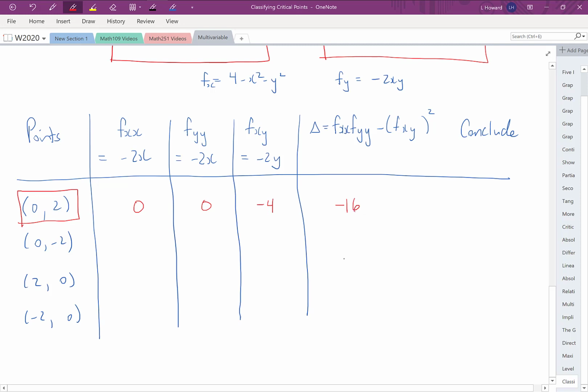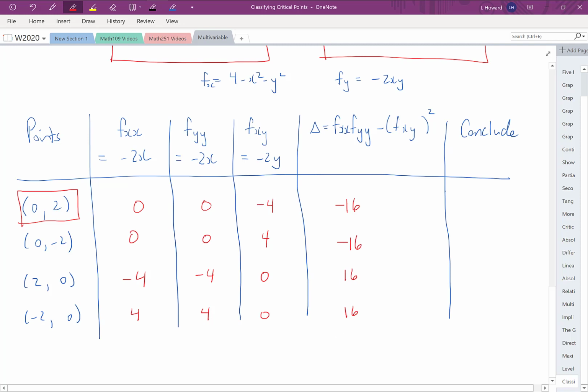Okay, so I think let's do the number part of the table while we're on a roll, and then we can do our conclusions at the end. So for the second point here, 0, negative 2, our values are going to be 0, 0, and positive 4. For x value 2 and y value 0, we're going to have negative 4, 0, 0. And then when we've got x value negative 2, positive 4, 0, 0. Okay, then let's calculate our delta quantity for each row here. So you're just going product of the first 2 numbers minus the square of the last number. That's going to be minus 16. This one will be positive 16 and another positive 16.